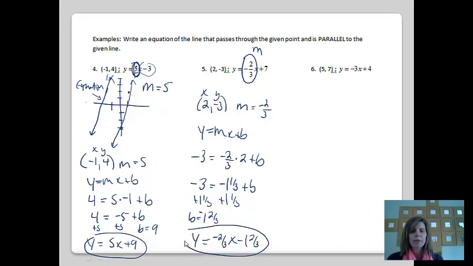All right, and that would be the equation of the line that went through 2, negative 3, parallel to the other line. Okay, and then number 6, I'm going to let you try all by yourself. So please pause the video at this point in time. Come back to see how you did.